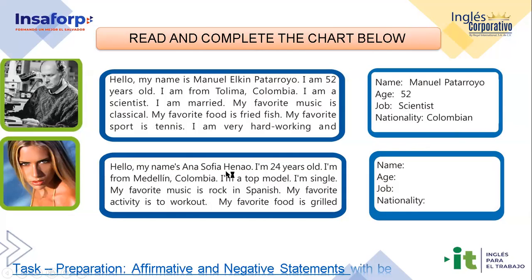And then we have a second person here. Hello, my name is Ana Sofia Henao. I'm 24 years old. I'm from Medellin, Colombia. I'm a top model. I'm single. My favorite music is rock in Spanish. My favorite activity is to work out. My favorite food is grilled. Let's see. So now we need to look for this specific information. What is her name? Ana Sofia. And now, what's her age?